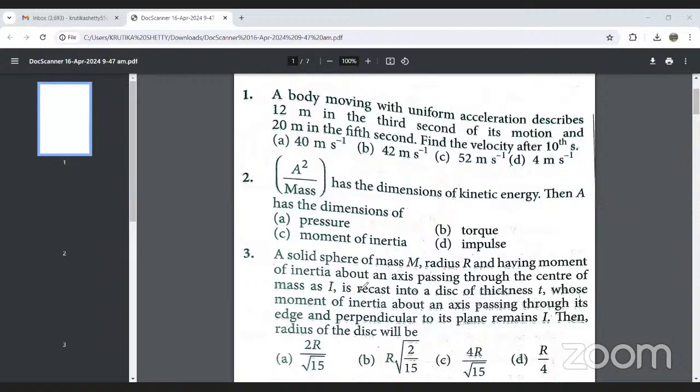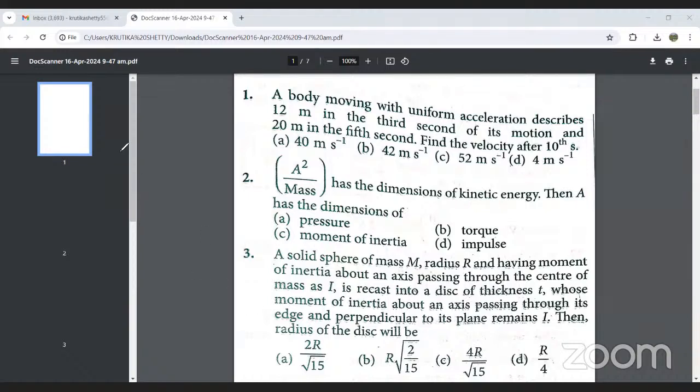The next question is based on the system of particles. So let us see what to do here. A solid sphere of mass m, radius r, and having moment of inertia about an axis passing through the center of mass as I, is recast into a disk of thickness t, whose moment of inertia about an axis passing through its edge and perpendicular to its plane remains I. Then the radius of the disk will be.